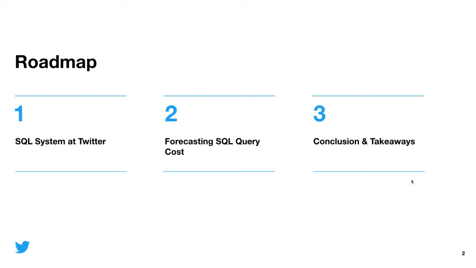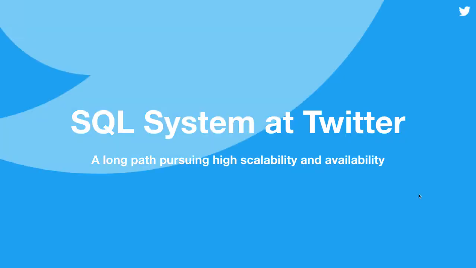Generally, there are three sections that I would like to cover today. In the first part, I would like to talk a bit about the overview of the SQL Federation at Twitter. And then in the second section, I want to talk about how we have used machine learning to forecast the SQL query cost. And then finally, I want to share some conclusion and takeaways about our project. So let's begin.